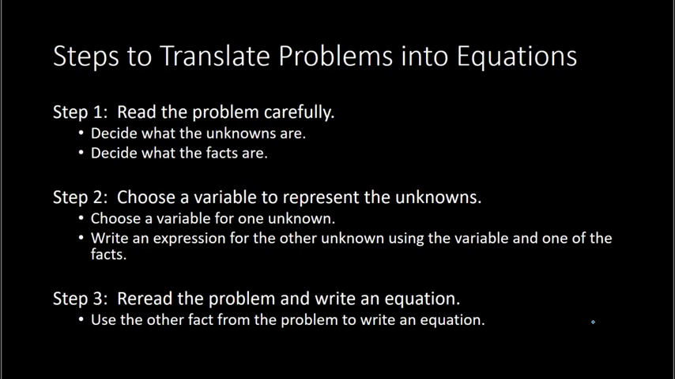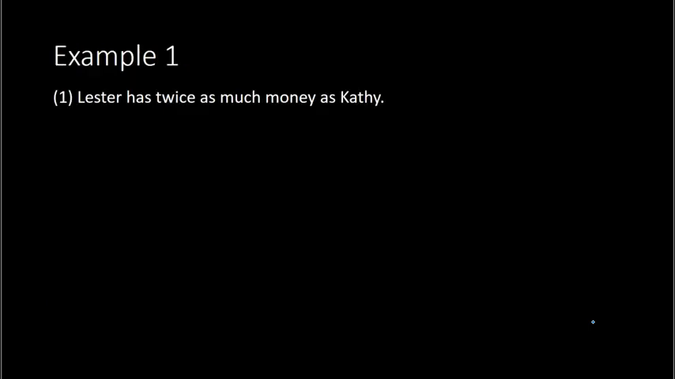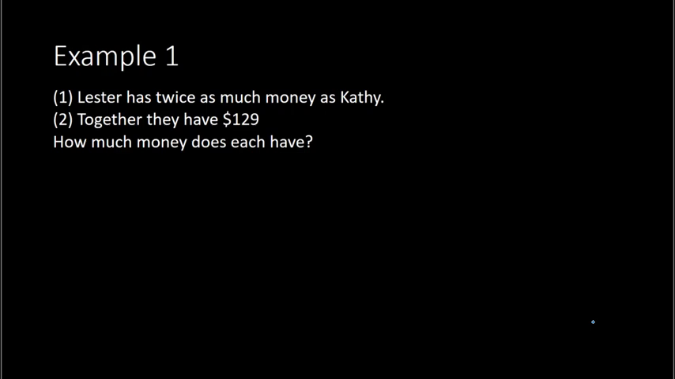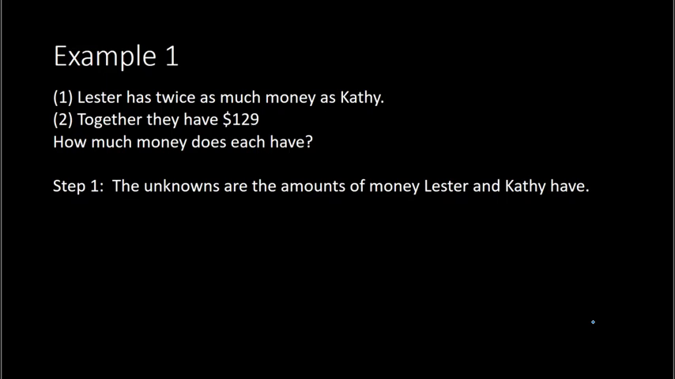Alright, so I'm going to walk you through 2 examples, and every problem is a little bit different with the setup, but I'm going to walk you through the process for any problem. So example 1. Lester has twice as much money as Kathy, and together they have $129, and the question is, how much money does each have? So step 1, we need to determine the unknowns and what we do know. So the unknowns are the amounts of money that Lester and Kathy have. What we do know is that together they have $129.